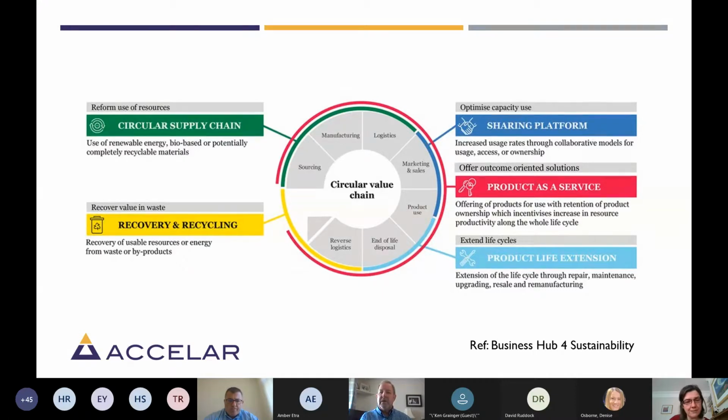And the final business model is a more traditional one, recovery and recycling. So actually the waste that comes out, the resources that come out of the end of the value chain, is there anything that we can do with those? Can they be used to create another product maybe in another sector? So they are the 5 business models that I wanted to identify today.